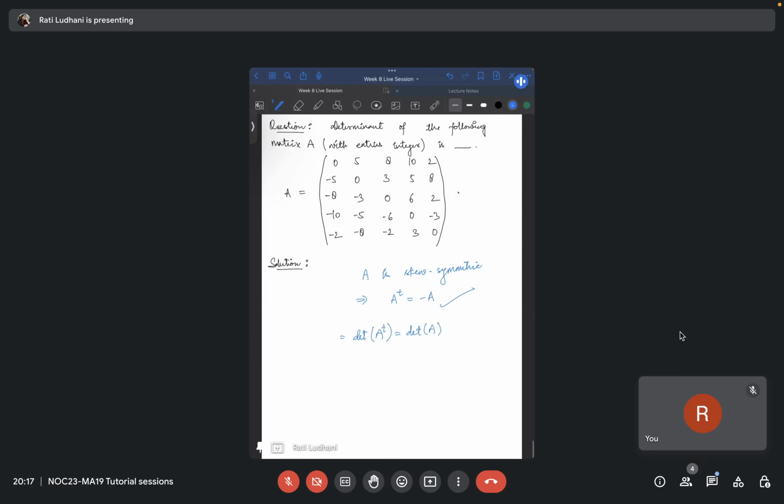Yeah, exactly. So determinant of A equals minus determinant of A, and you'll get 2 determinant of A equal to 0. So determinant of A will be 0 because you are not in a characteristic 2 field. If you know fields, then you will know, because 2 will be 0 in characteristic 2, so then you cannot say this. So determinant of A is 0.